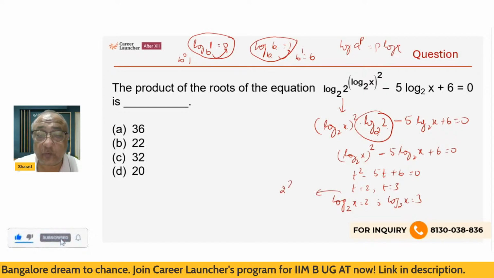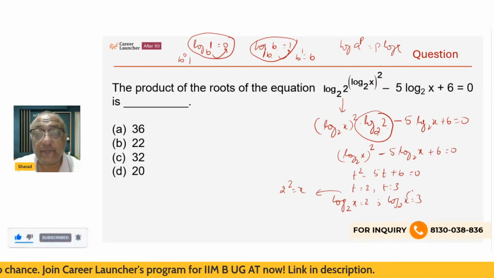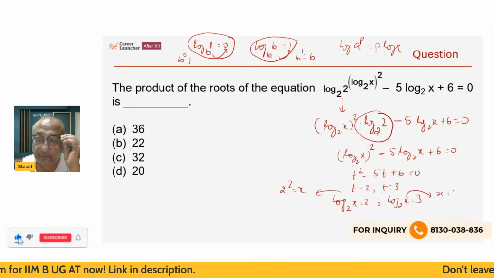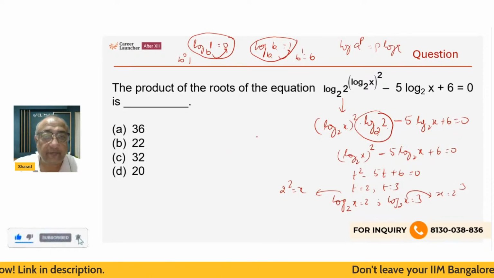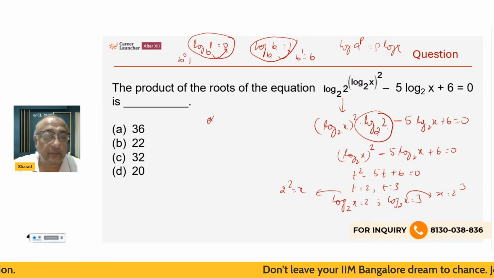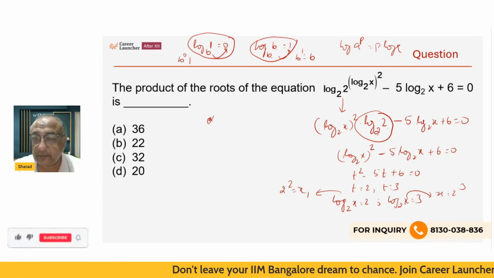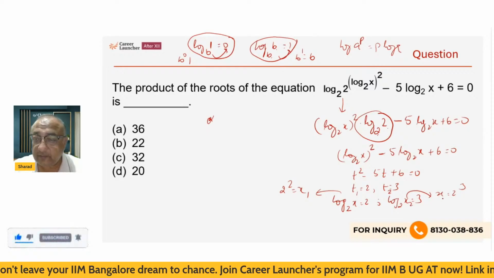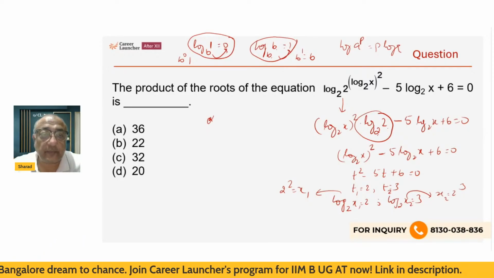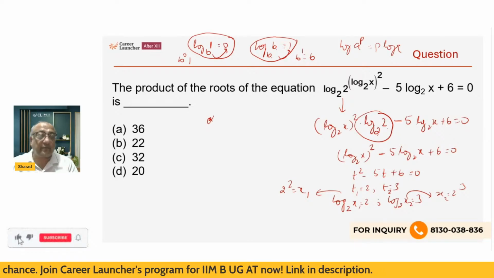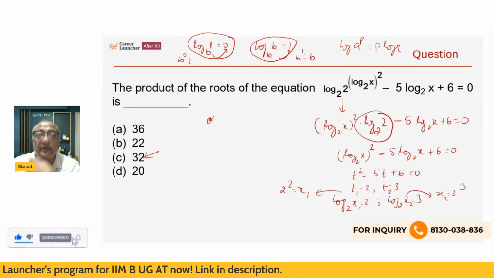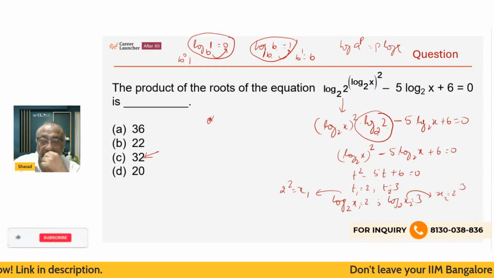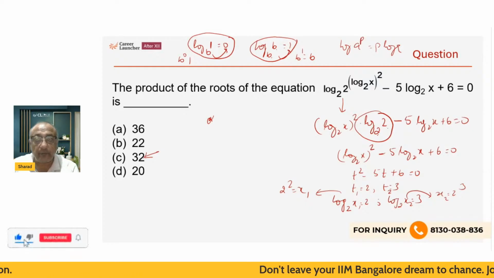From here I'll get 2 squared is equal to x, and from here x is equal to 2 cubed. These are the two roots, x1 and x2. So x1 into x2 will be equal to 2 raised to power 5, which is nothing but 32. Understood, kids? So this is how we could have done this question.